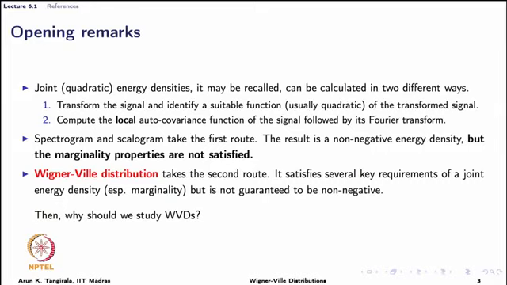Well, although it does not guarantee a non-negative energy density or distribution, the good thing about it is it serves as a prototype for several other distributions that came along. The moment Wigner-Ville distribution came about in the limelight, several other distributions as variants of Wigner-Ville distribution, in an attempt to improve its properties or retain its properties, have come about, and the unification of spectrogram, scalogram and the Wigner-Ville distribution came about. So, that is a fantastic result.